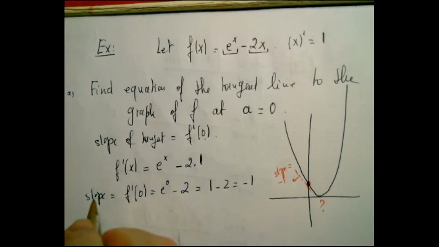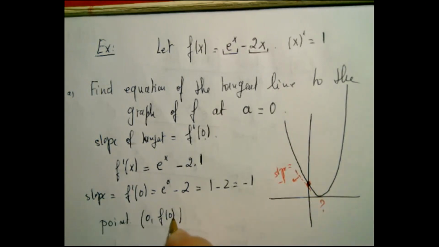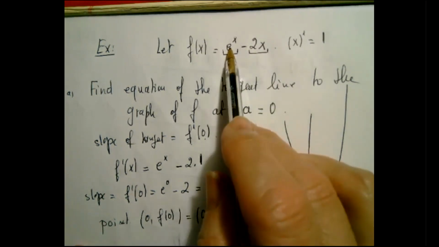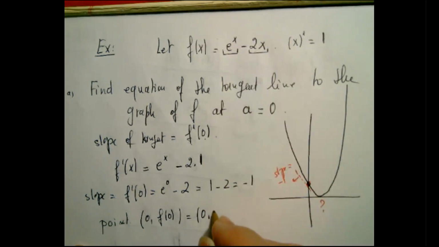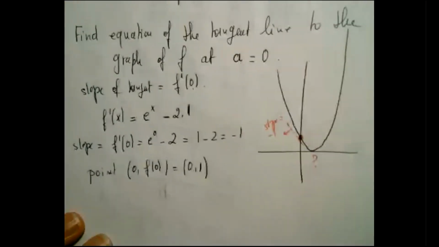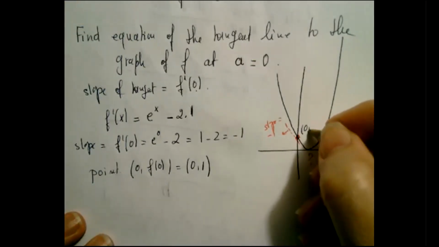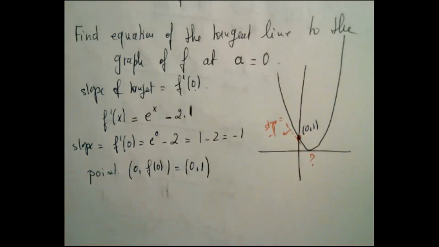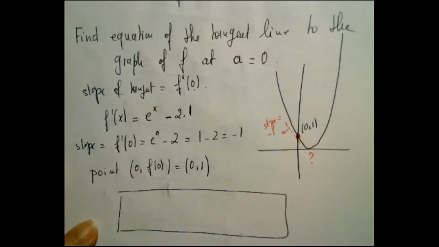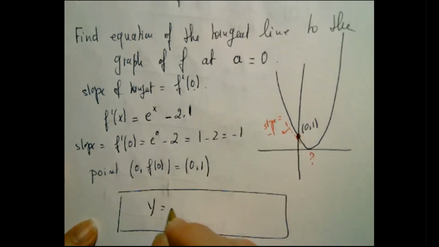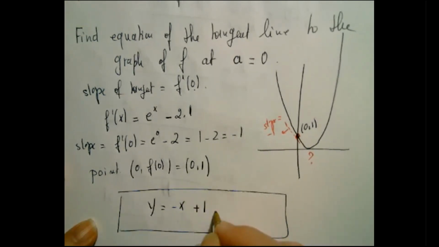Now I need the point. To find the point, it's 0 and the value of the function at 0. At 0, the function takes the value e to the 0 minus 0, so it takes the value 1. Now I have a point. So this point right here is (0, 1). Now I have a point and I have the slope. So now the equation, actually we have the intercept here: y equals minus x plus 1.